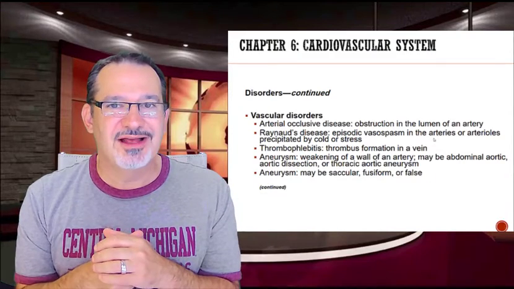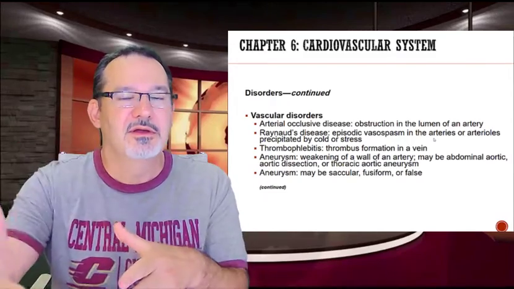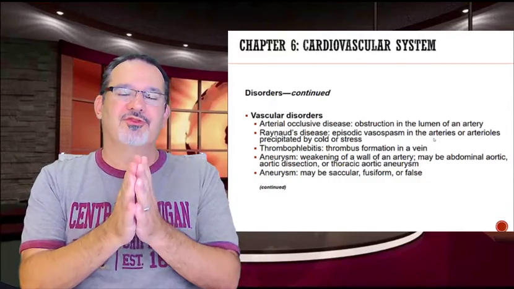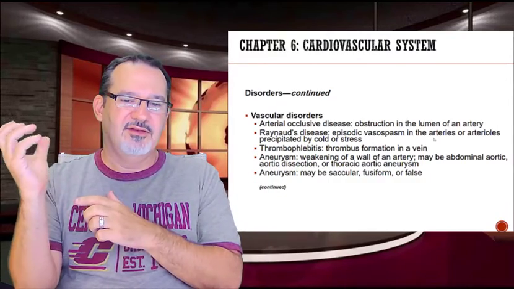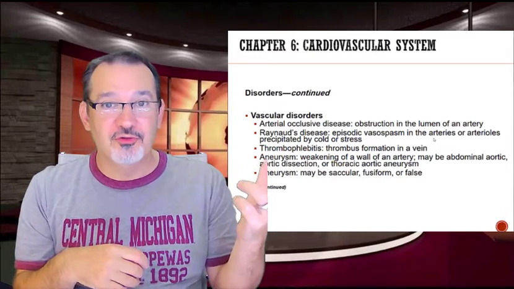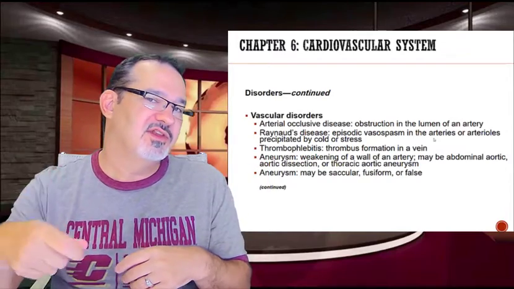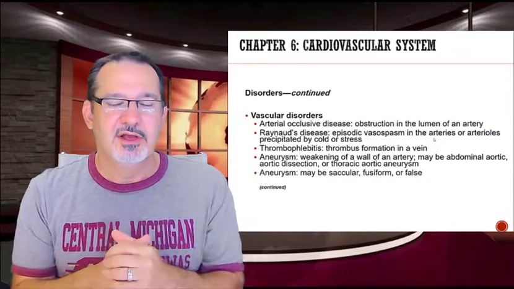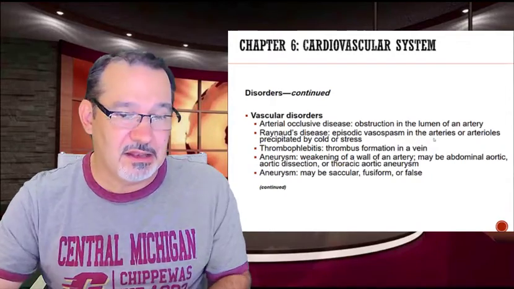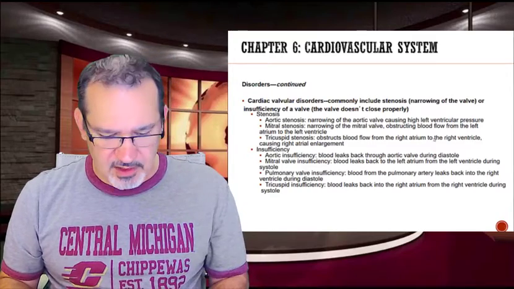Phleb is vein, and then itis is inflammation. Okay, so when we put those terms together, we've got a suffix and we've got two roots, right? Thromb or thrombo, clot, phleb, vein, and then itis is an inflammation of a vein caused by a clot. Okay. Let's see, what else?